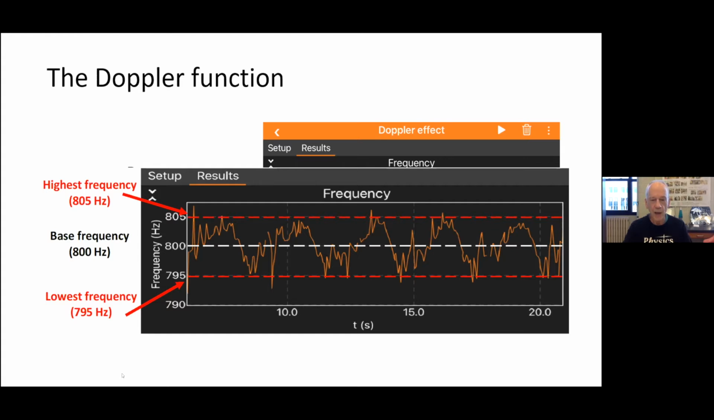So let me ask what that means. Is the frequency higher when you're moving the phone toward the sound source, or is it higher when you're moving away? It's not an easy question maybe to answer. You guys are getting good results so far. And if you're not getting good results, that's okay. You can use the data from someone else in the breakout group. It's fine.